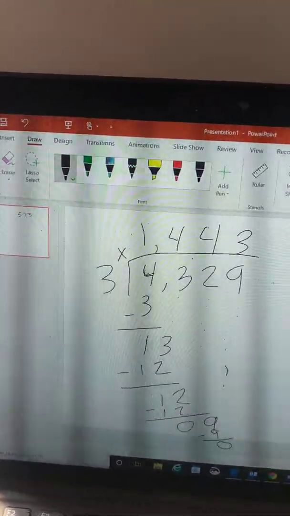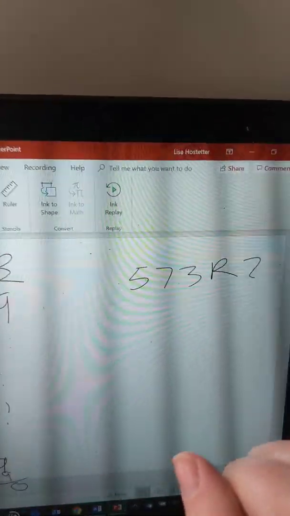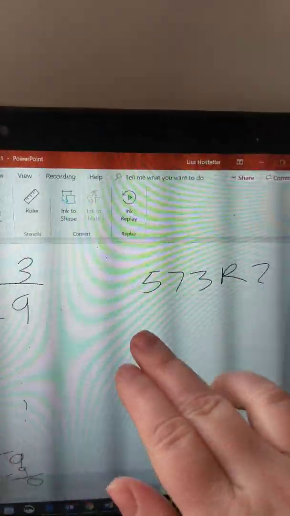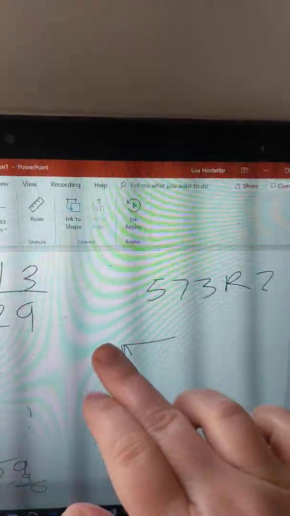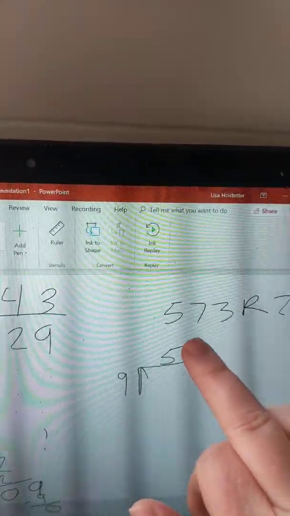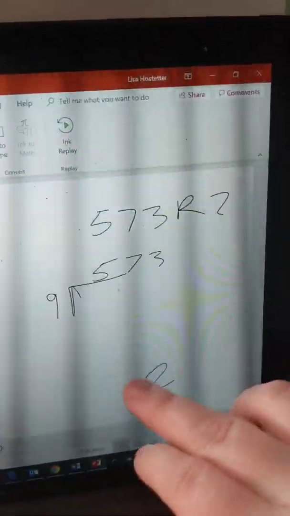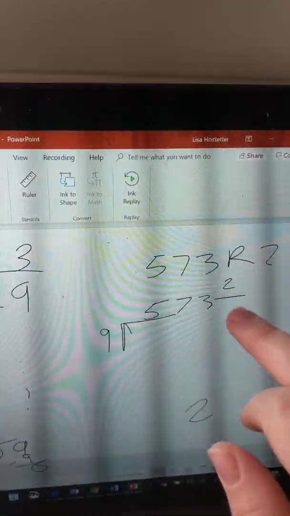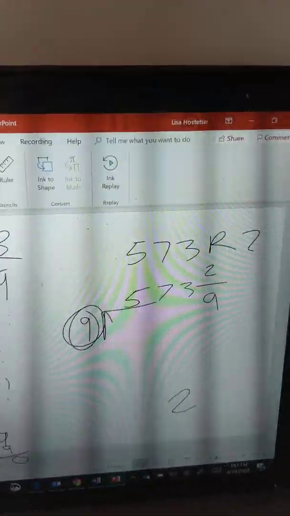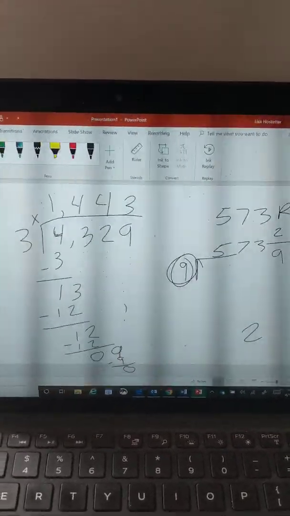Now, let's say we get the answer 573 remainder 2. You can write that in that way, or if you're dealing with fractions, and let's say you're dividing by 9, and you get 573 and your remainder is 2, then you would take the remainder, that's your numerator, and then whatever this number is, your denominator. So that's just a quick reminder about long division. I encourage you to practice this a lot this week.